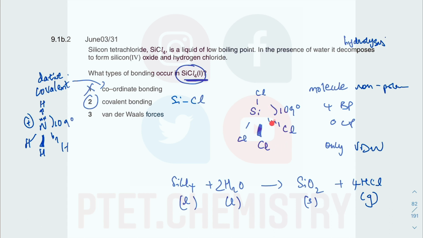These are all normal covalent bonds because silicon is in group 14. 1, 2, 3, 4 outer shell electrons. Alright. 2 is correct, 1 is wrong. The answer must be 2 and 3. In fact, you know, van der Waals forces, as I mentioned, exist between the molecules. Alright. So 2 and 3 are correct. That's option C.